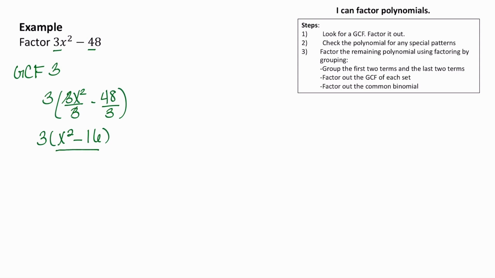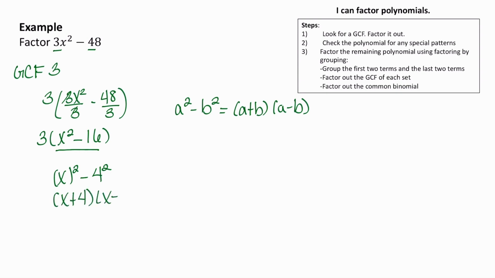Notice that this is one of those special patterns, right? I have two perfect squares. So remember, a squared minus b squared equals a plus b times a minus b. This x squared minus 16 is basically like x squared minus 4 squared. So I can write the factors as x plus 4 and then x minus 4. Don't forget, in the final form, I also need to include my GCF, which is 3.